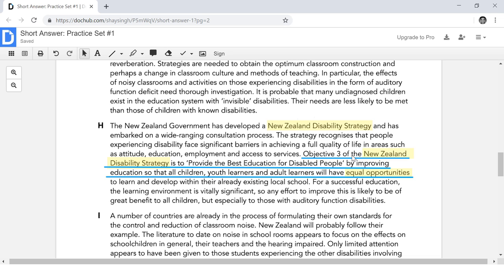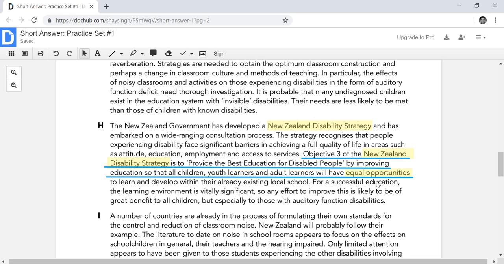Objective 3 of the New Zealand Disability Strategy is to provide the best education for disabled people by improving education so that all children, youth learners, and adult learners will have equal opportunities. All right, do you see the answer? I already see it.